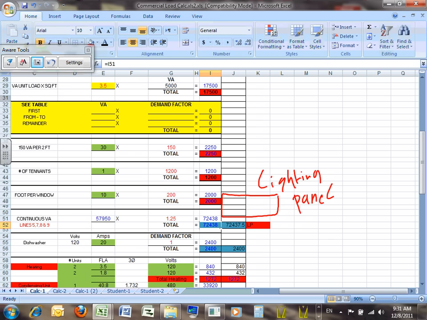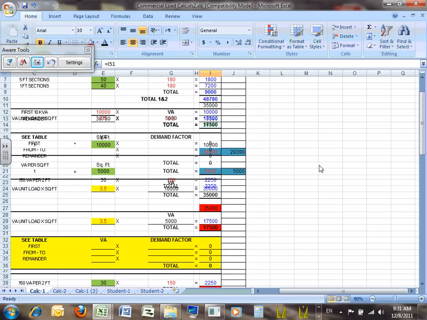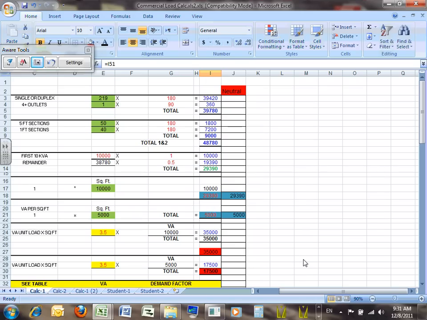If you go up, receptacle panel. Chris, if you look at the top, right here, these are the ones I'm going to be using to size my receptacle panel. I need a receptacle panel. These are numbers that you're going to be adding to size your receptacle panel.